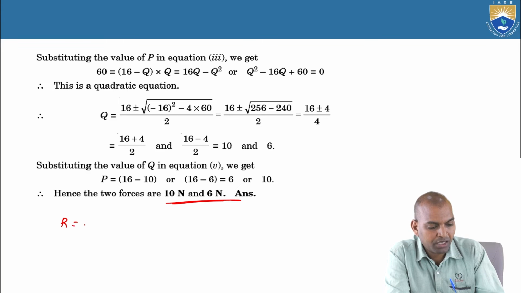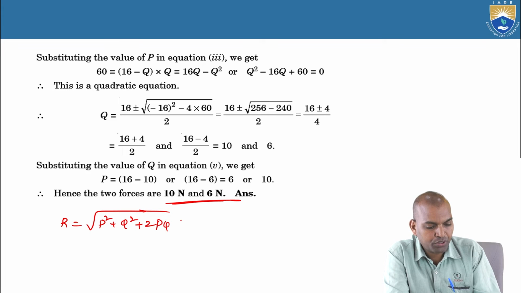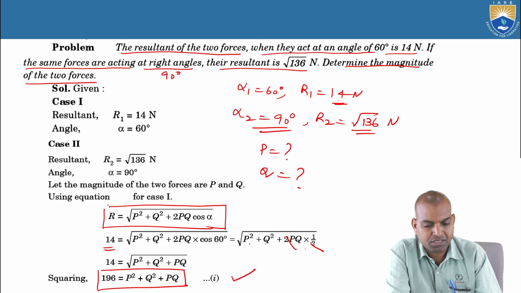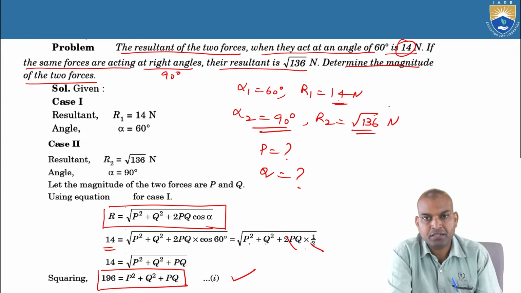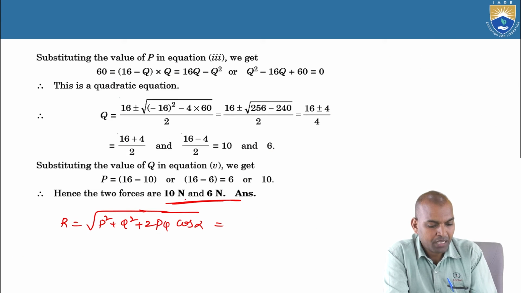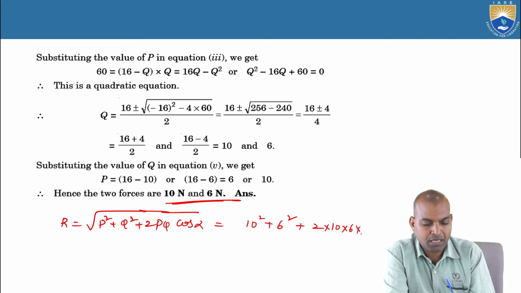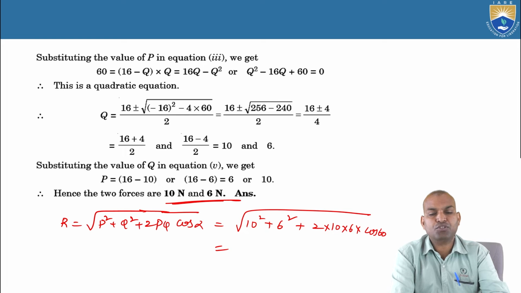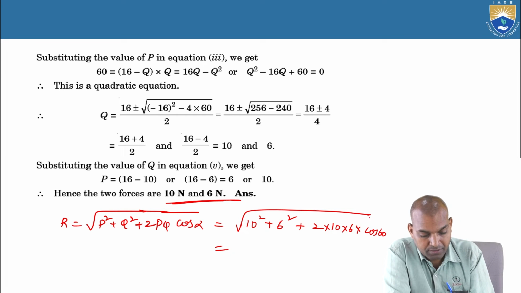R equal to under square root of P square plus Q square plus 2PQ cos alpha. For the first case, alpha equal to 60 degrees. Then what resultant should be obtained? 15 newtons should be obtained. Then substitute P equal to 10, that is 10 square plus 6 square plus 2 times 10 times 6 times cos 60 degrees. What should R be? 14 newtons should be obtained.